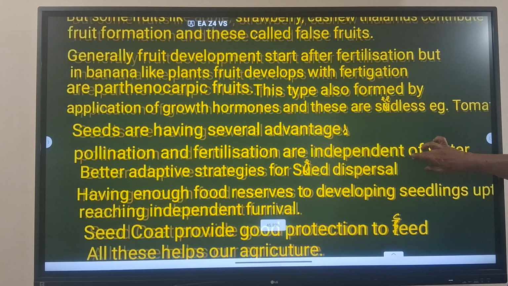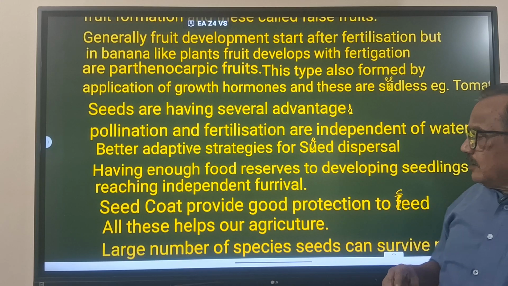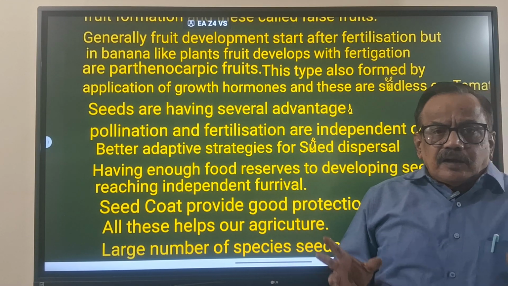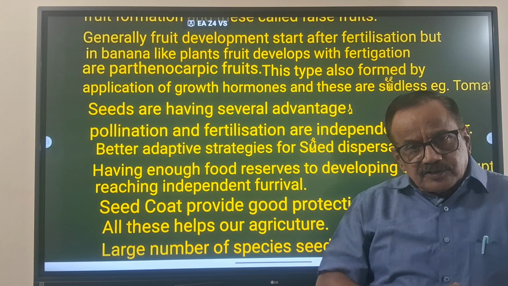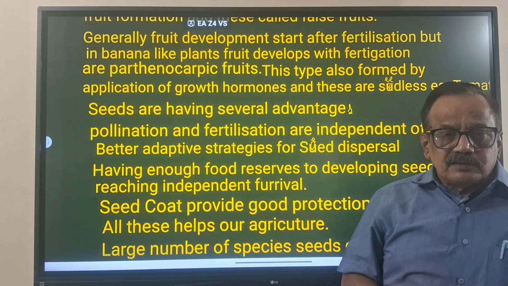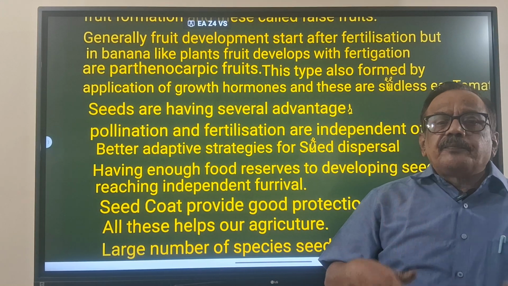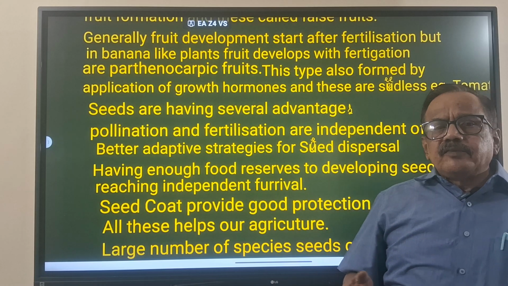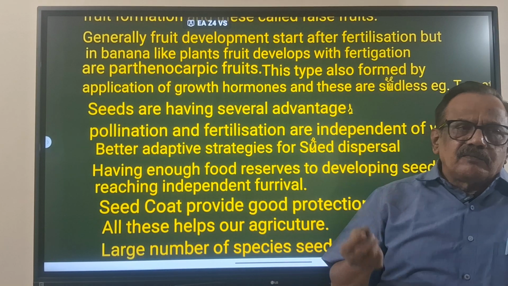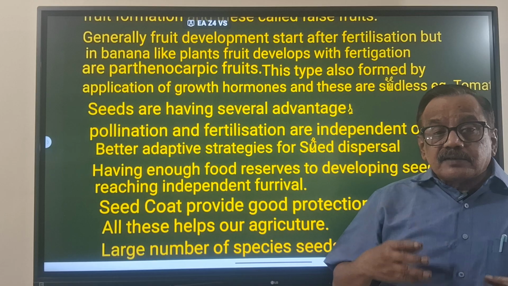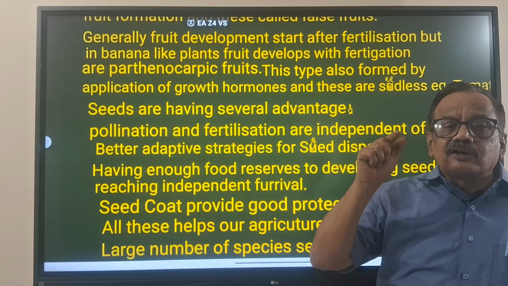Such type of things it is having, and having enough food reserves for the developing seedlings up to reaching independent survival. Independent survival means here the thing is, why the seeds are having the reserve materials, either in the form of the endosperm in the cereals or the cotyledons. It is to store the food material, and that food material will be used for developing seedling. After germination, seedling immediately cannot do the photosynthesis and survive itself. So up to the first primary leaves come and start the photosynthesis, food material will be supplied through the reserved food material which is present in the form of the cotyledons or the endosperm. Remember it.